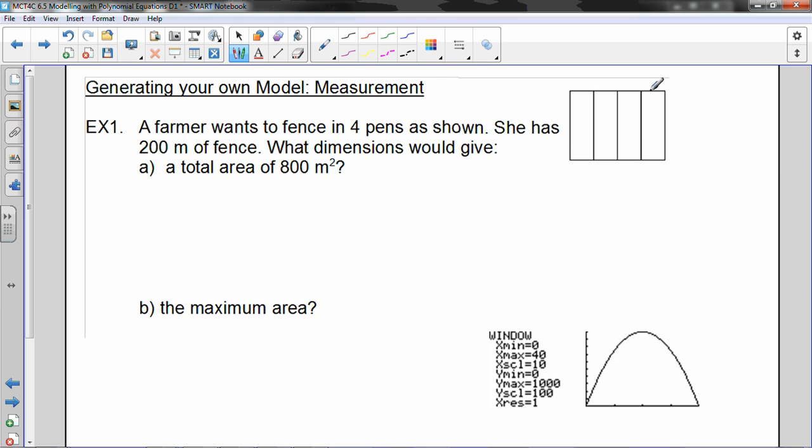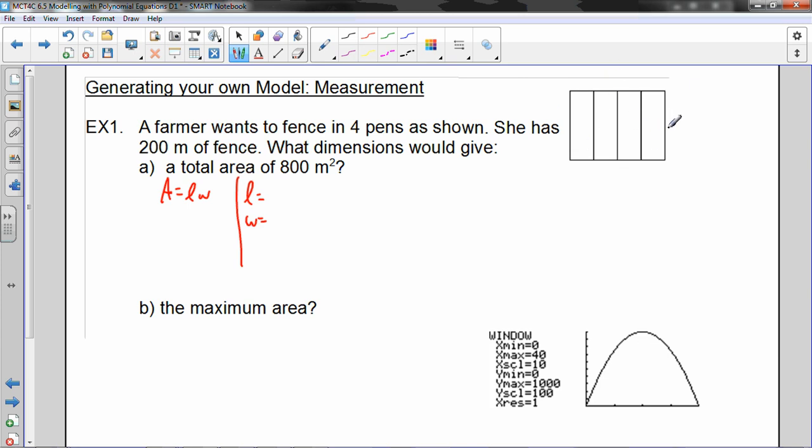She has 200 meters of fence, so all these lines add up to 200 meters. What dimensions would give a total area of 800? Okay, well, area is not so bad, right? Area is just length times width, but the question is, what's the length and what's the width? Well, we're going to come up with expressions, right? Because it's not just this and this. All this stuff has to add up to 200 meters of fence.